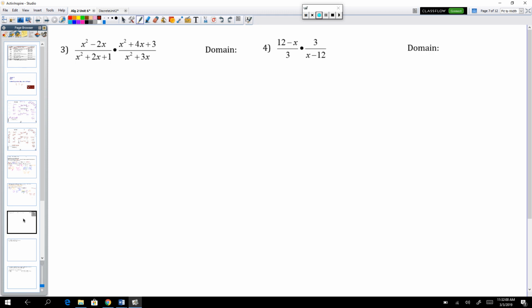Question number 3, again, factor and cancel. Let's color code again. We have the orange, the blue, the purple, and the pink. Now for the orange, we know that there is a greatest common factor of x, and so we'll pull that out and leave behind x minus 2.